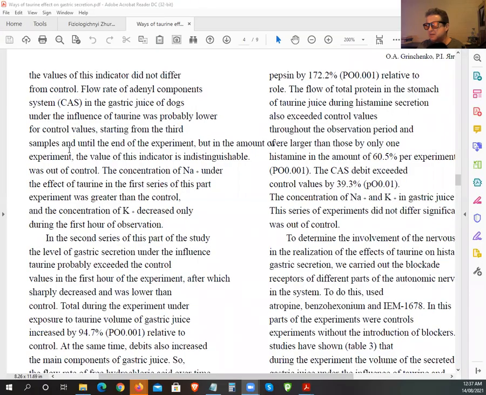So this part here is also the concentration of sodium under the effects of taurine. In the first series of this part of the experiment it was greater than the control, and the concentration of potassium decreased only during the first hour of observation. In the second series of the study, the level of gastric secretion under the influence of taurine probably exceeded the control value in the first hour of the experiment, after which it sharply decreased and was lower than the control.